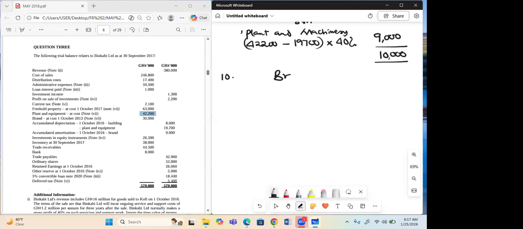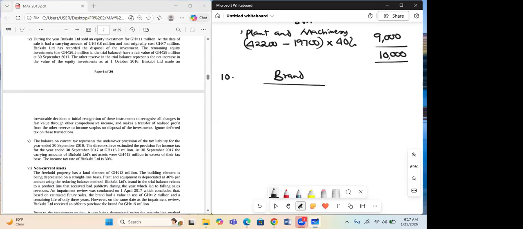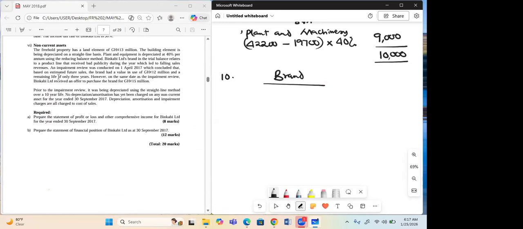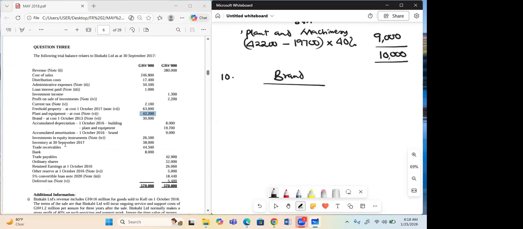Now the brand, since I'll capitalize it, let me work it in full. So the brand at cost 30,000. Where is it? I can't see anything in the soft copies I'm working with. Okay, brand at cost 30,000, right?